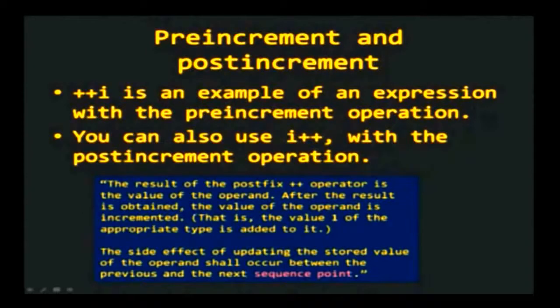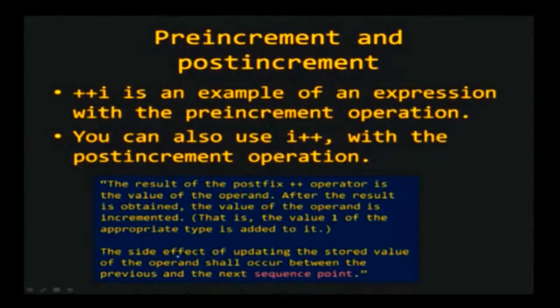After the result is obtained, the value of the operand is incremented. This is what we saw in the last slide. Now, when is the operand incremented? We loosely said last time that after the expression is over, the value of I will be incremented. But what is the precise point at which the value of I will be incremented?